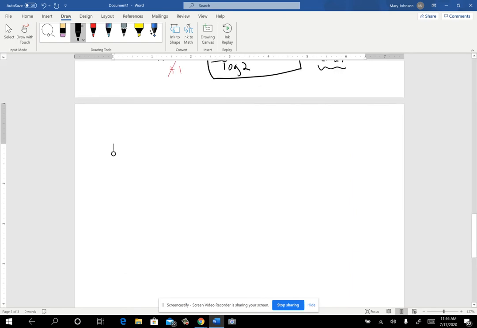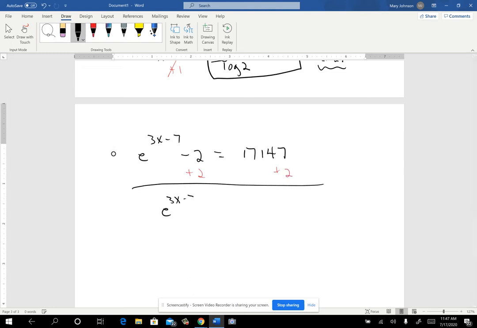All right, let's do one that has an e in it. So say you had e to the 3x minus 7 minus 2 equals 17,147. Before I log both sides, I'm going to add 2, because the whole process of solving is undoing what's been done to your variable.